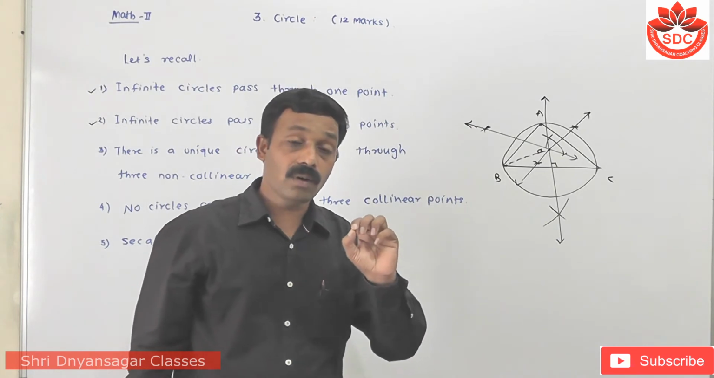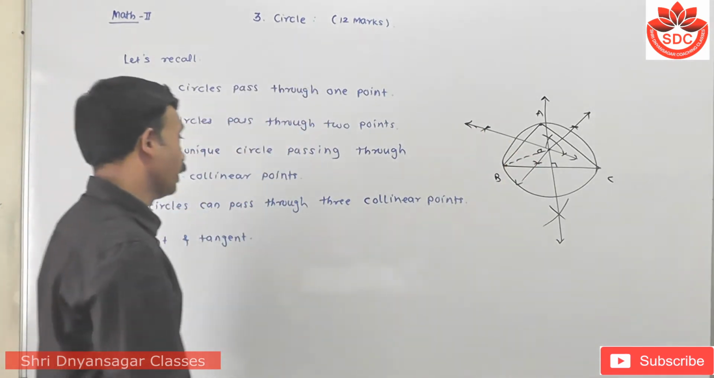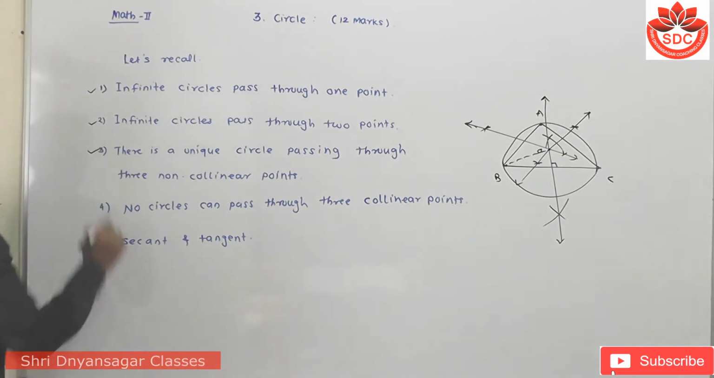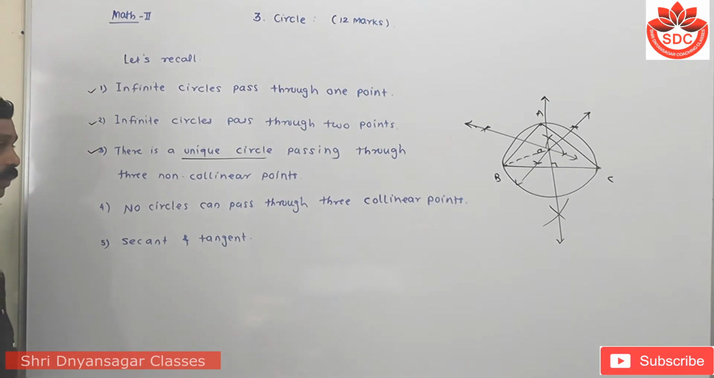We can draw only one circle passing through these 3 non-collinear points. So this is our third point: there is a unique circle passing through 3 non-collinear points.